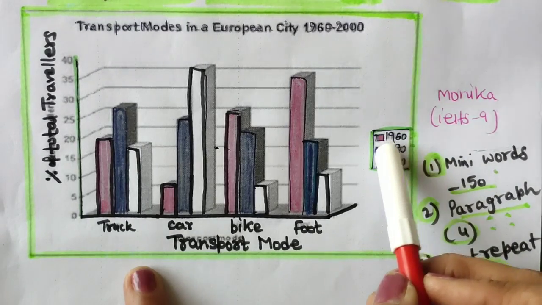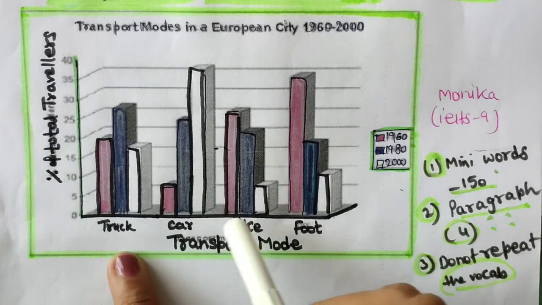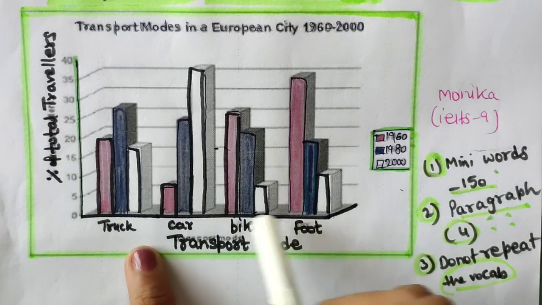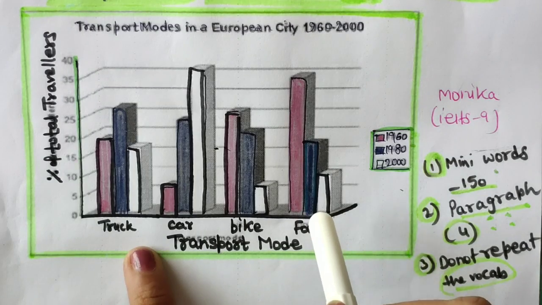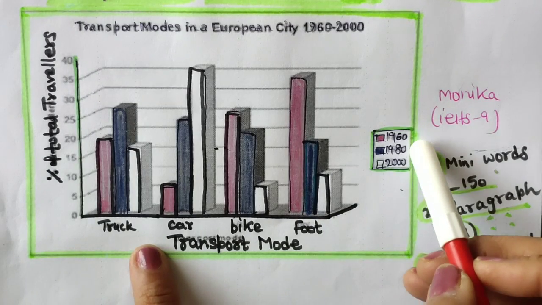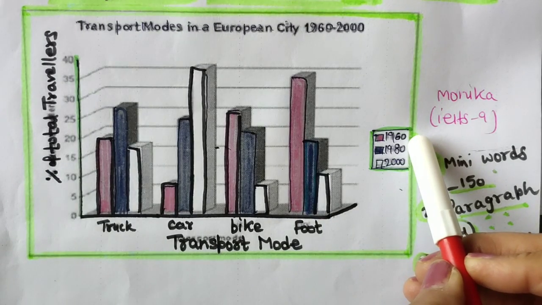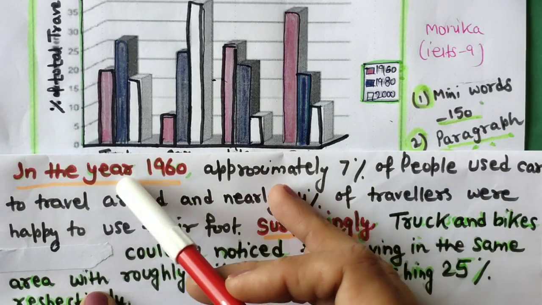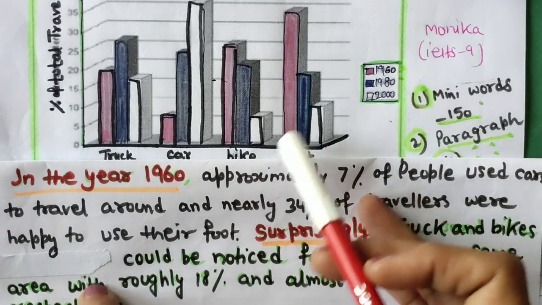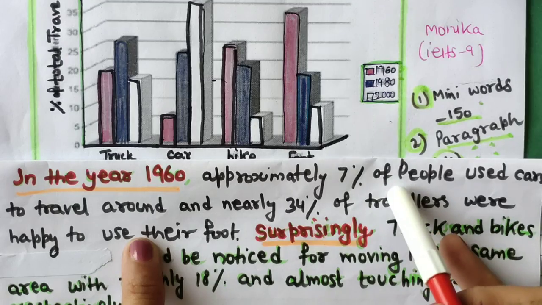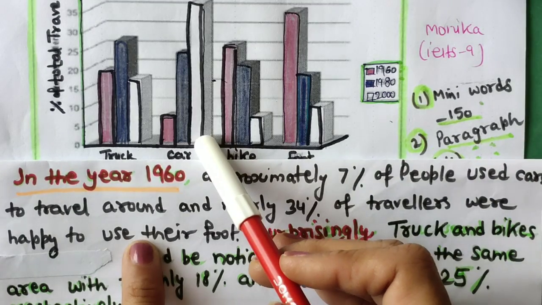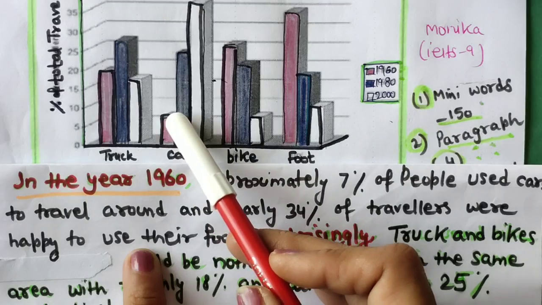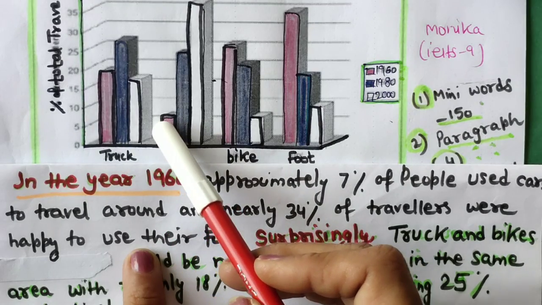In every year, you will be talking about all 4 categories and the comparison between them. I will be showing you one by one. First we will talk about 1960. So let's discuss how I have started: in the year 1960, approximately 7% of people used cars. So I have started with cars. Approximately 7%.